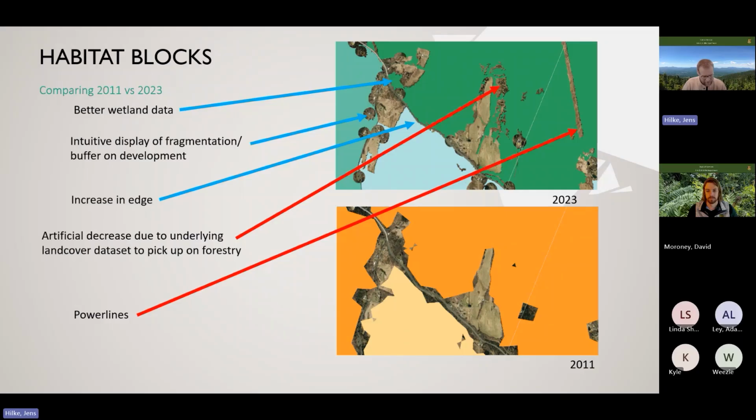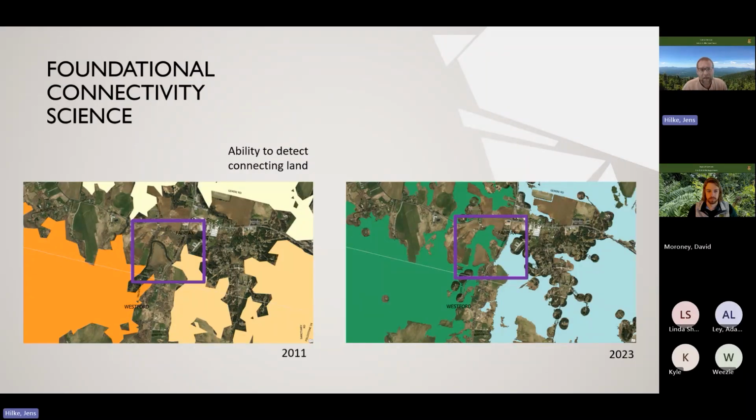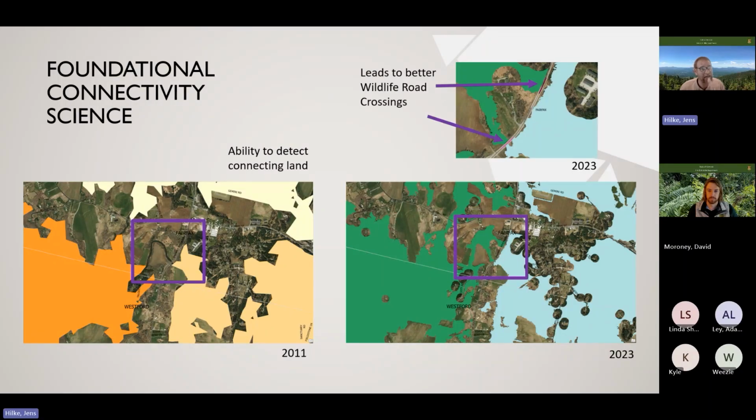I mentioned this before, but I really want to hammer home that this idea of the increase in edge allows us to detect wildlife road crossings better than ever. And so this is really just foundational for our connectivity science. It's such a leap forward in terms of our ability to discern where wildlife are likely to be crossing the roads.